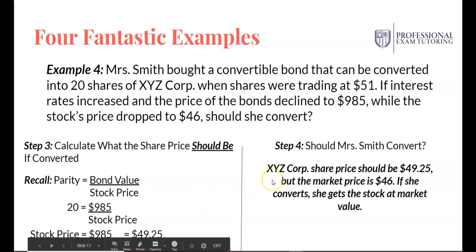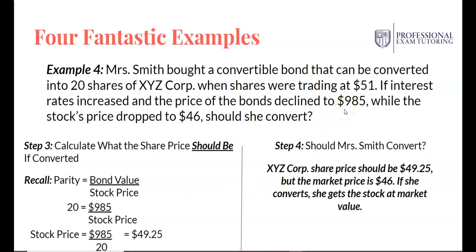So in this situation, we can see that the bond price, or the bond value at 985 translates into what a stock price should be for XYZ, being the 49.25. However, we see that in the market, it's only trading at $46. So in reality, what's happening here is if you decide to convert your bond into a stock, you're going to get the stock's certificate and it's going to come to you at the market price. It's not going to come to you at what it should be trading at. It's going to come to you at what the market price is at that time.